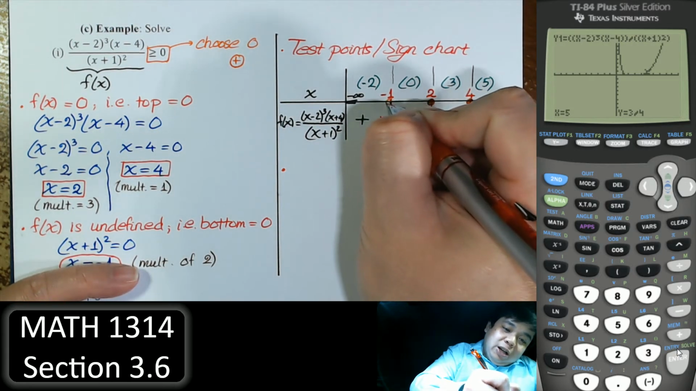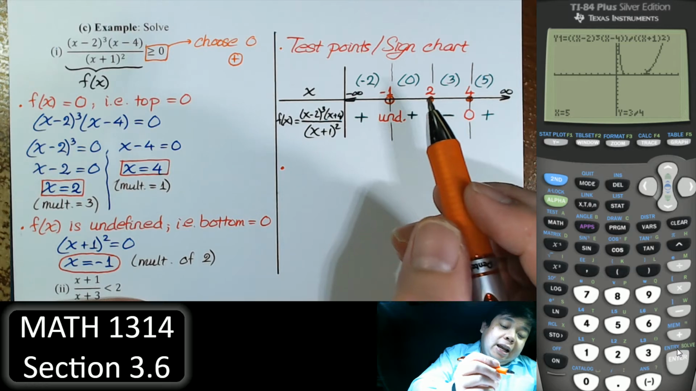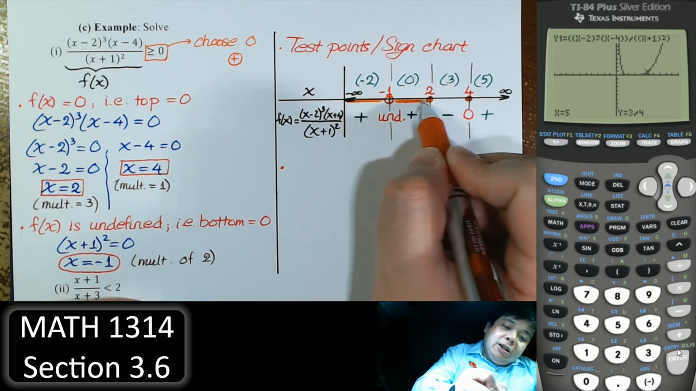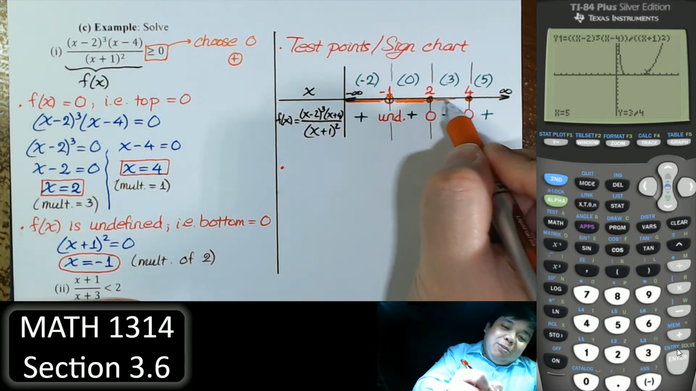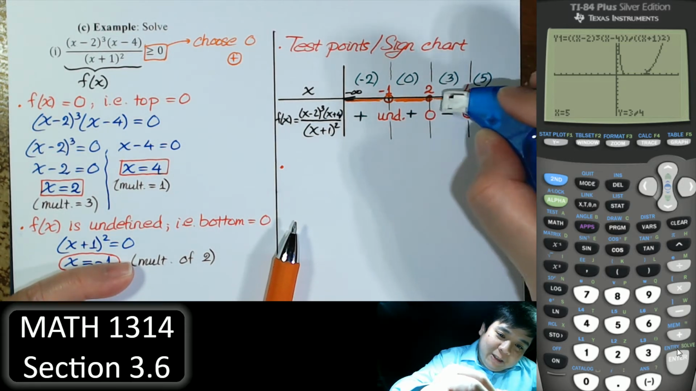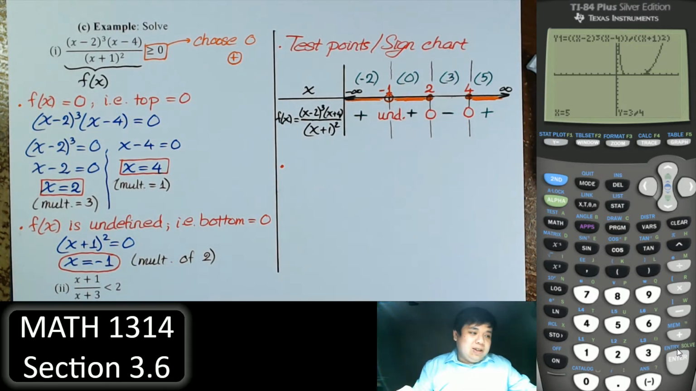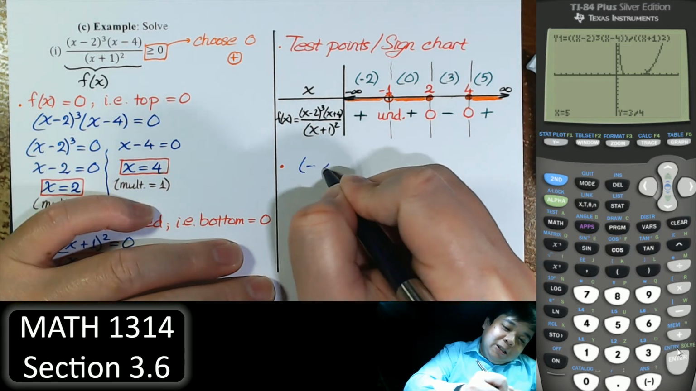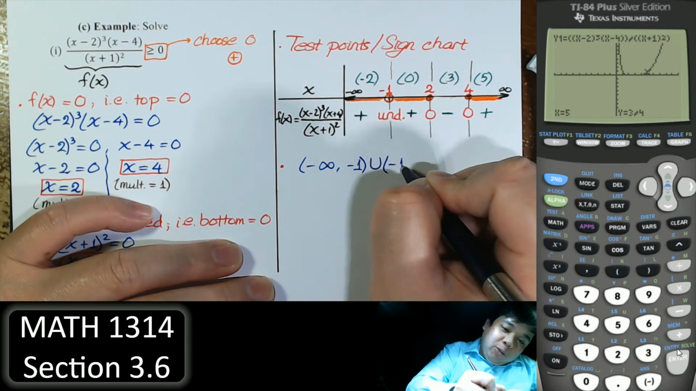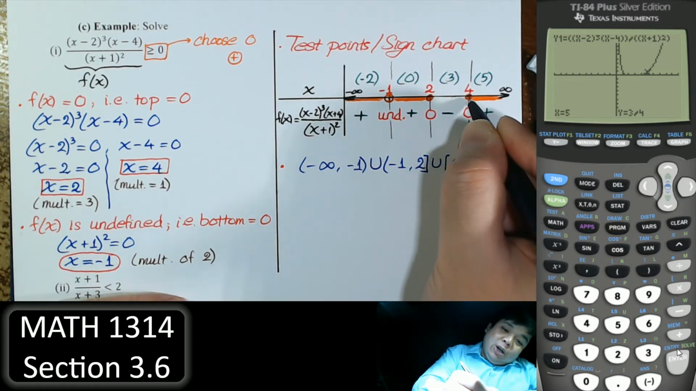So we can never choose -1 because it makes it undefined. And then we choose positive. Positive here, positive here, including the point, and then positive, I'm sorry, that's negative, and then here. Right, so that is the answer. So we say from -infinity to -1, not including the -1, from -1 to 2, but including the 2, and then from 4 to infinity, including the 4.